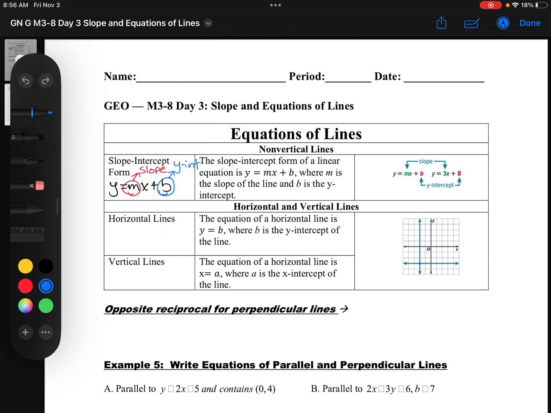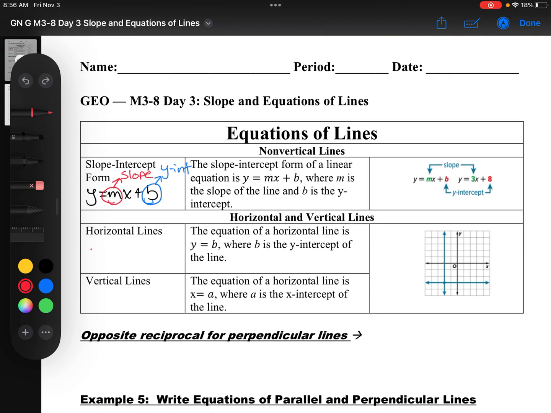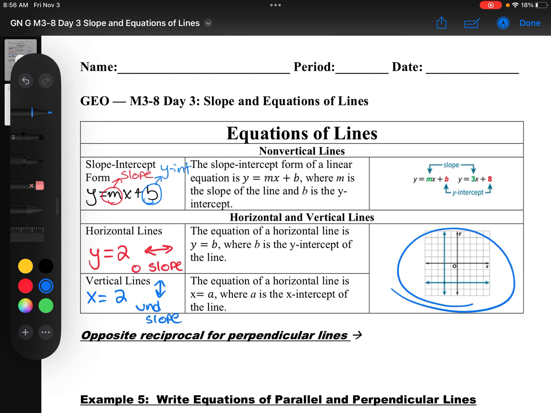Horizontal and vertical lines, this is kind of review from yesterday. So horizontal lines are y equals anything. An example would be y equals 2. That is going to be a horizontal line with 0 slope. Okay, that's an example. A vertical line is going to be an up and down line. So x equals 2 would be an example of this. This would be a line straight up and down, with an undefined slope. Undefined slope. Okay, we can see two examples of the lines over here.